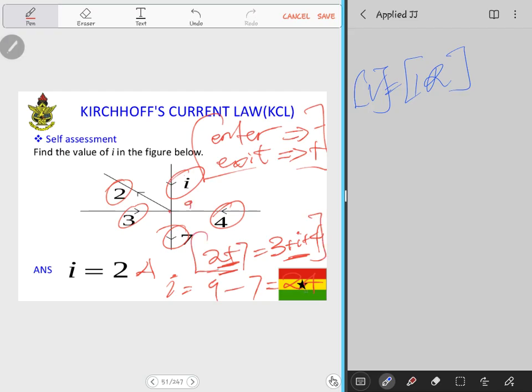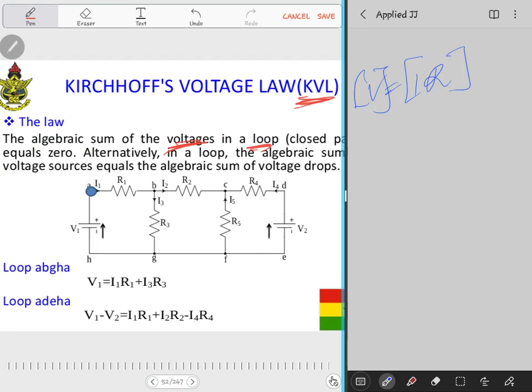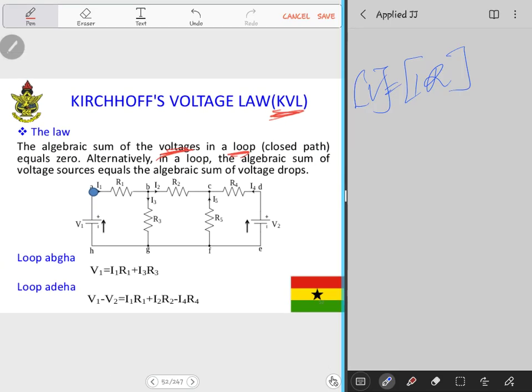But when it comes to the KVL, because our interest is in loops, or complete closed paths on networks, we actually use letters at the junctions, at the nodes, to describe the loop, right? So you see, this one is A, B, G, H, and then back to A. It must start from a letter and get to that letter. That makes it a complete loop.